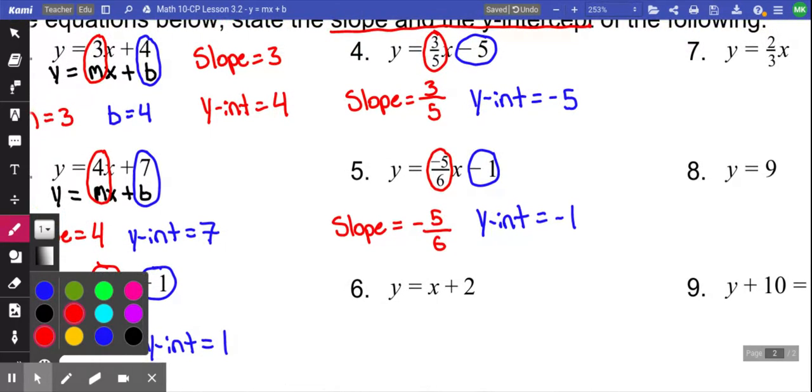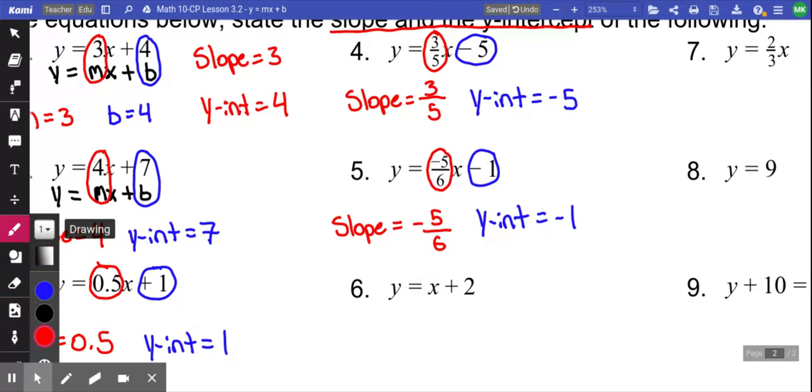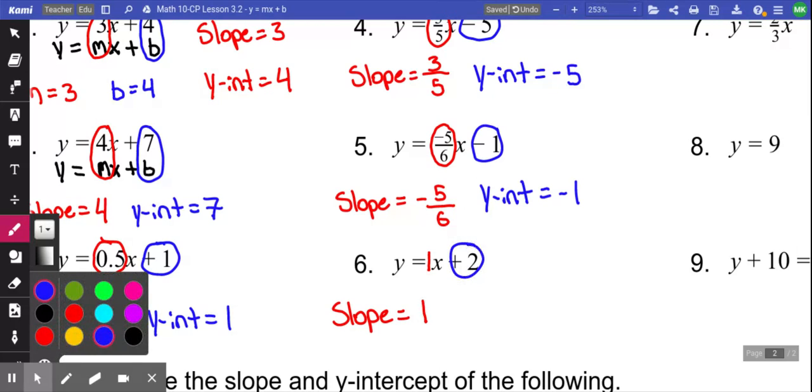Number 6 is a little tricky. It's tricky because there's nothing here. Right? The number that's being multiplied by x is your slope. If there's nothing there in front of the x, there is an invisible number, and it's a 1. Remember, that represents 1x. We just don't write the 1. So for a question like that, my slope is equal to 1. The y-intercept is equal to 2. So it can get a little tricky.